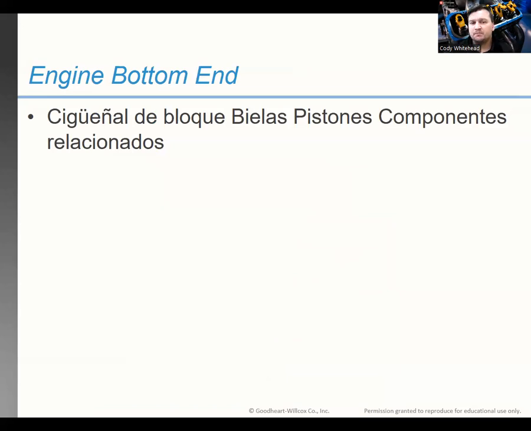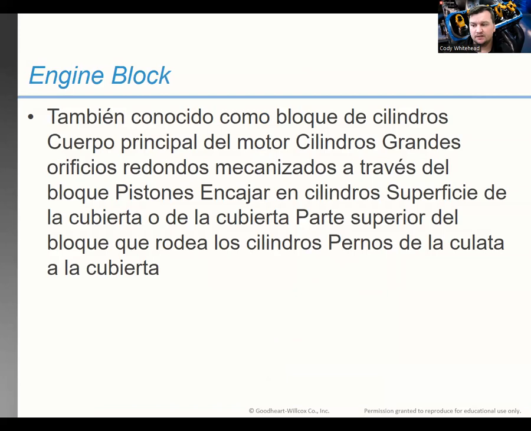All right, engine bottom end. It's our block, our crankshaft, connecting rods, pistons, and our related components to those. All right, our engine block, it's also known as a cylinder block. This is the main body of the engine. Cylinders are large round holes machined through the block. The piston fits into the cylinders. The deck, or the deck surface, is the top of the block surrounding the cylinder. The cylinder head will bolt to the deck of the block there. It bolts to the deck.